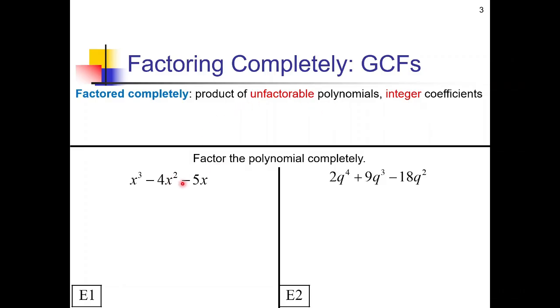And specifically on this one, we have a kind of a unique situation here. You might notice if you look at these two different problems that all 3 of the terms in each one have variables. So if all of your terms have variables, that's a pretty good sign that you can take out a greatest common factor, at least a common factor that has a variable in it.